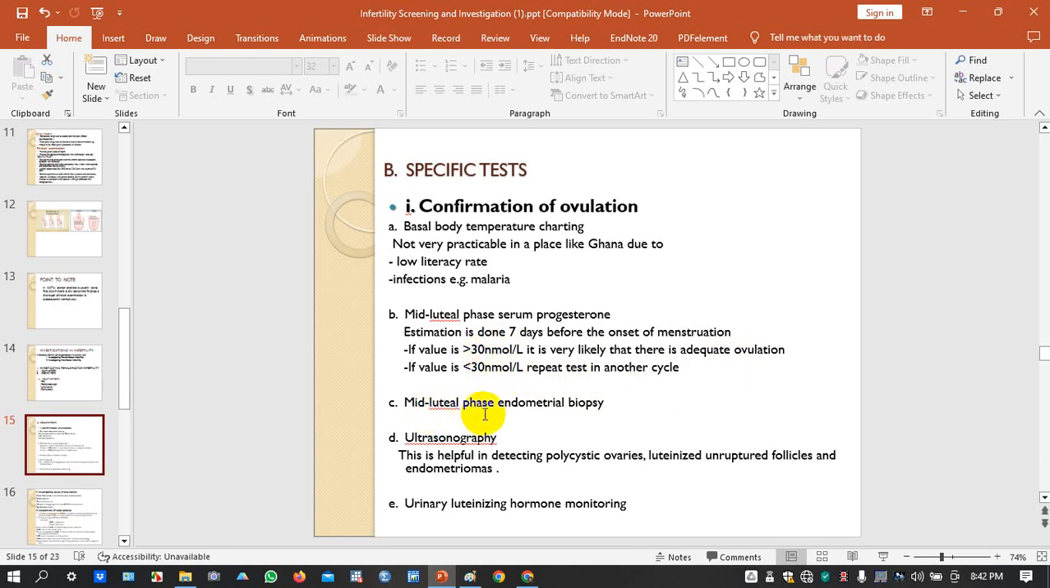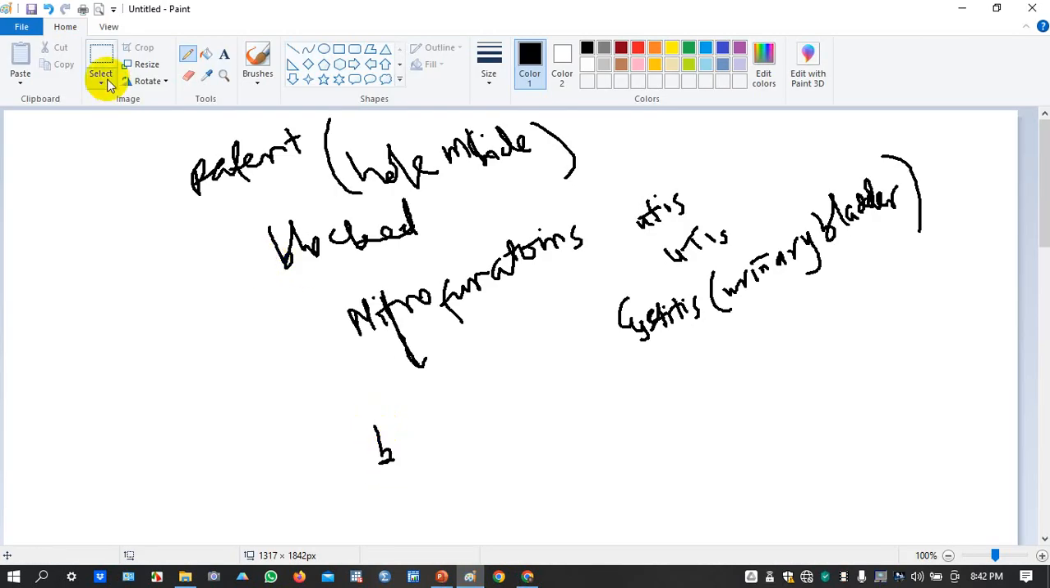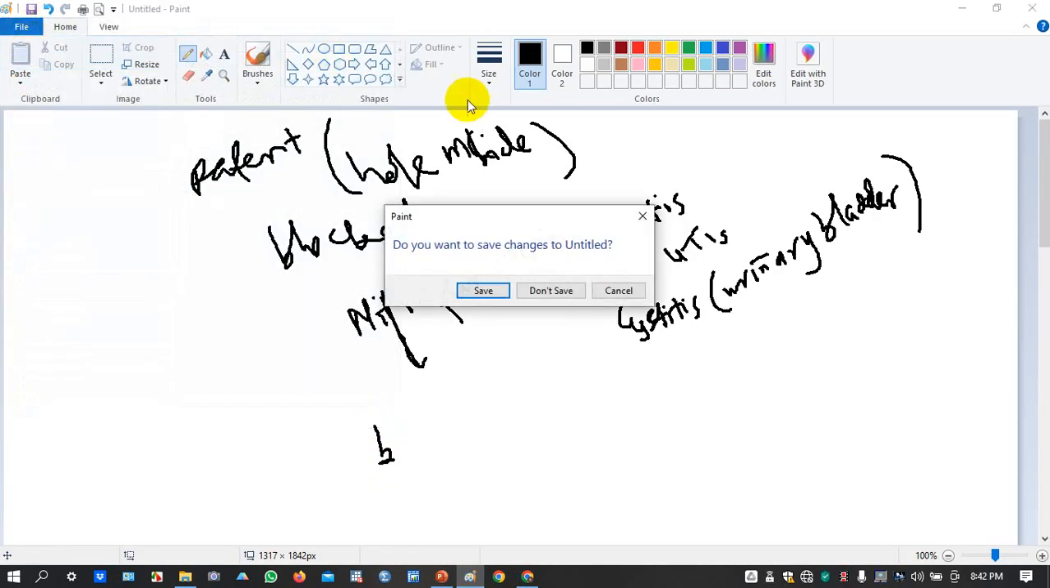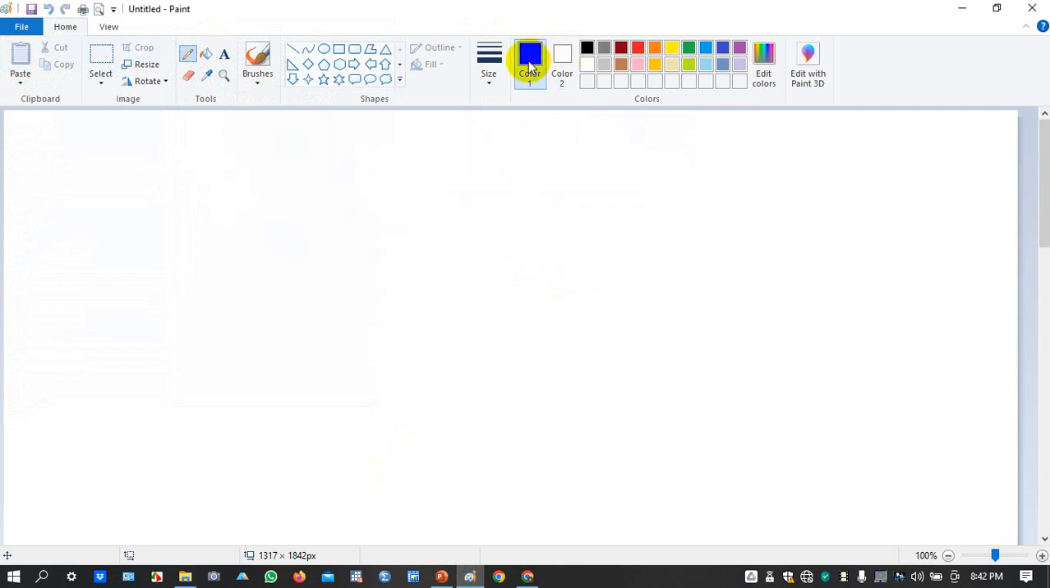We also have mid-luteal phase endometrial biopsy. So when the blood is taken for the 21-day progesterone and we test for the level of this hormone, we can at the same time take a biopsy of the endometrium. We just take a simple biopsy. What is a biopsy? Biopsy is if you want to find out whether there is any cancer or abnormality or disease in a tissue, whether it's cancer or benign, whatever, then we take a biopsy.